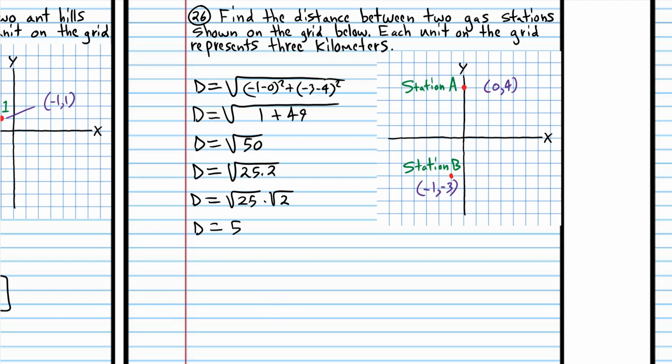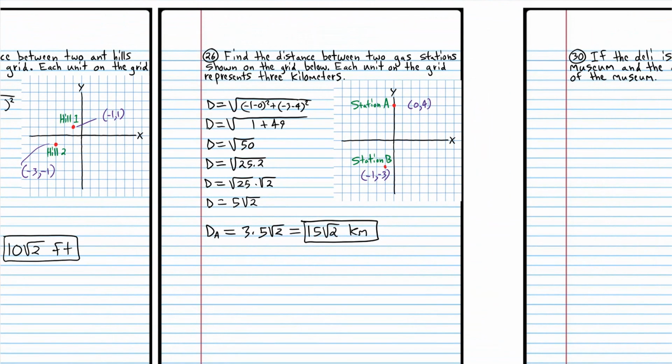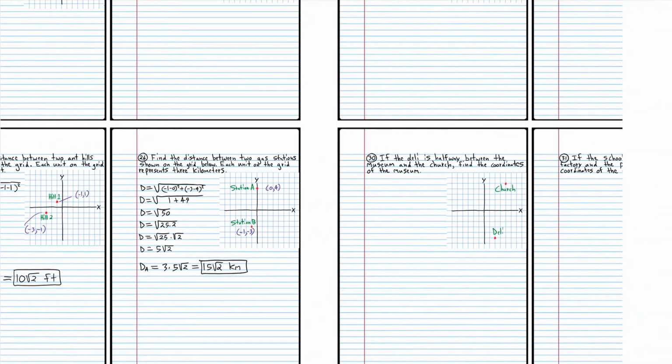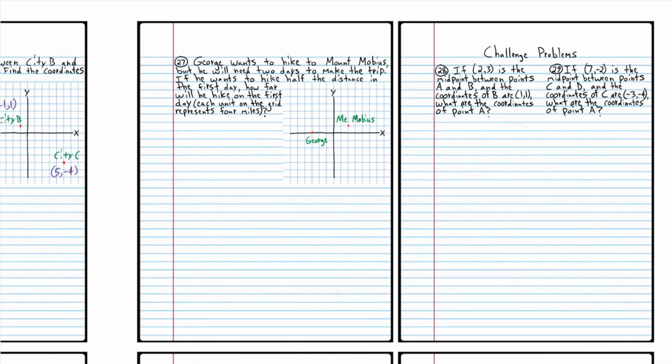And that becomes 5. What number times itself is 25? Well, that's just 5. And so now our actual distance is going to be, it says 3 kilometers for each one of these. So we have to take that number and multiply it by 3. Multiply it by 3, and we get 15 root 2 km for kilometers. So if you got that answer, good job. If you didn't remember that kilometers is km, that's okay. All right. On to 27.